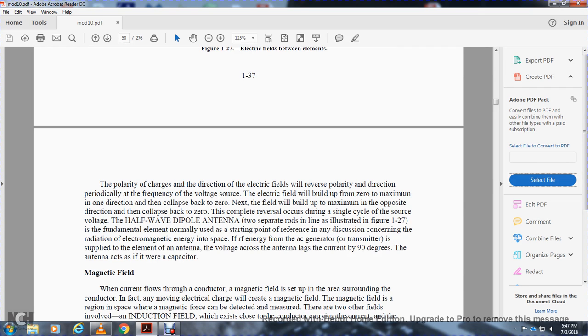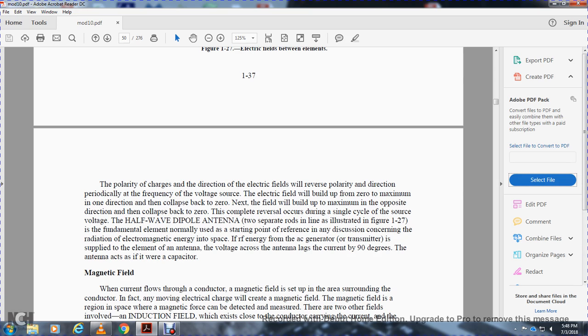The polarity of the charged electric field is reversed in direction at the periodic frequency of the voltage. The electric field will build up to maximum in one direction, then collapse back to zero. The next field will build up to maximum in the opposite direction, and then collapse back to zero. The complete reversal will occur during a single cycle of the source voltage of the half-wave dipole antenna, the two separate rod lines illustrated in figure 127.